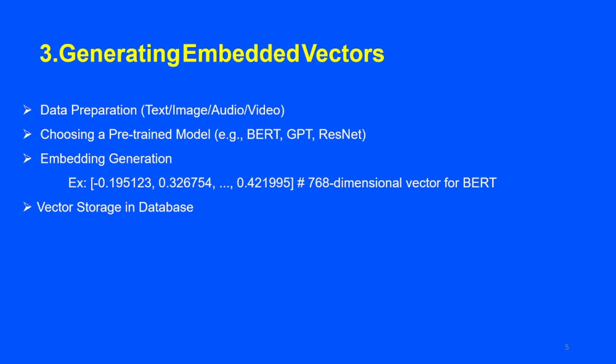Once your data is ready, we need to select what kind of pre-trained model we are going to use, like BERT, one of the Google models, or GPT. Whichever model suits your use case, you can select it. Once you select the model and give it a text or whatever input you are trying to convert, the model will generate our embedding vector. This is a sample embedding vector generated by BERT, a multi-dimensional vector. Once the vector is ready, the final step is to store these vectors into the vector database.